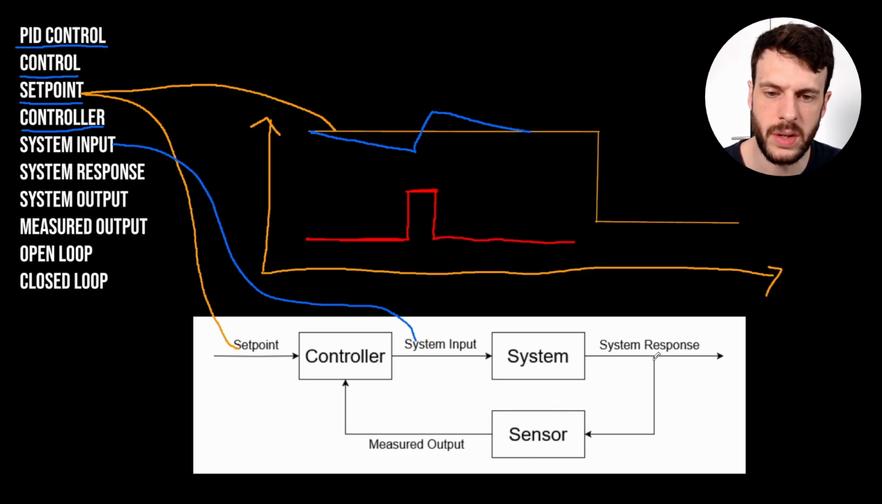Now, what we also have is the system response, the temperature of the water, can be measured by some sensor. So we assume that the sensor is perfectly measuring the actual system response.